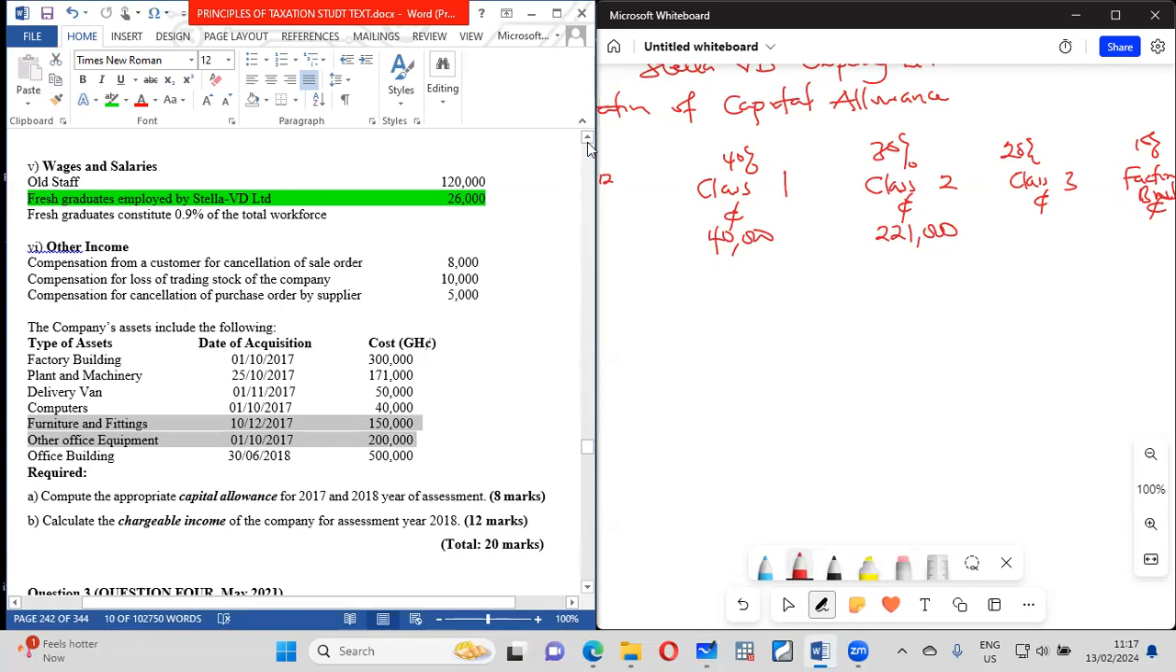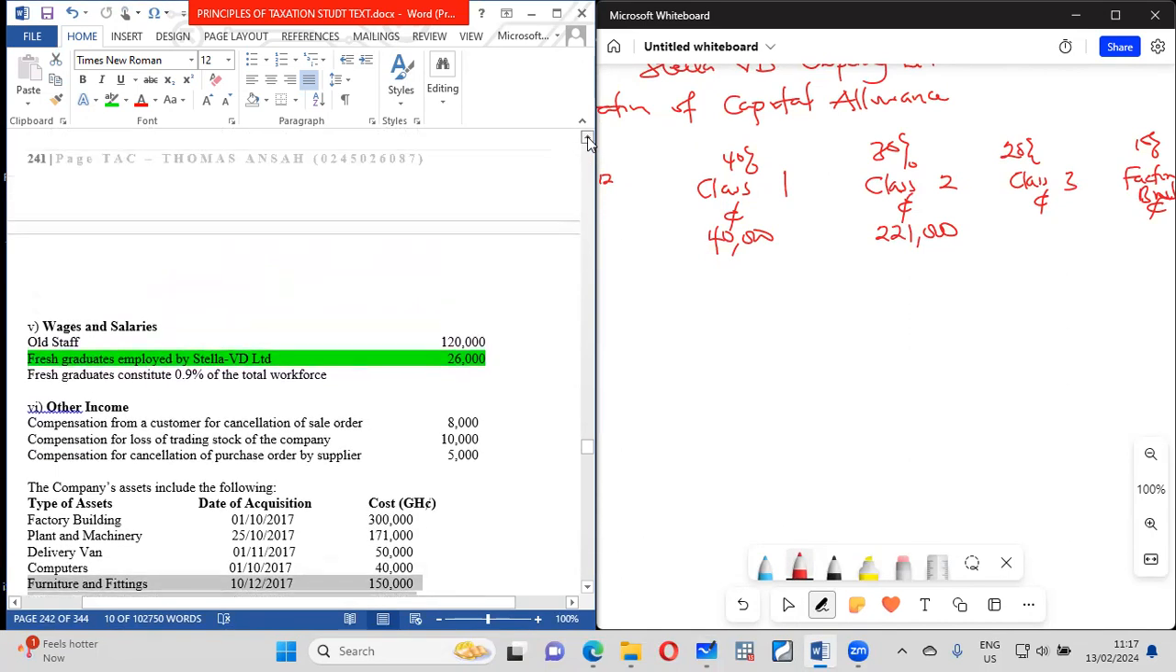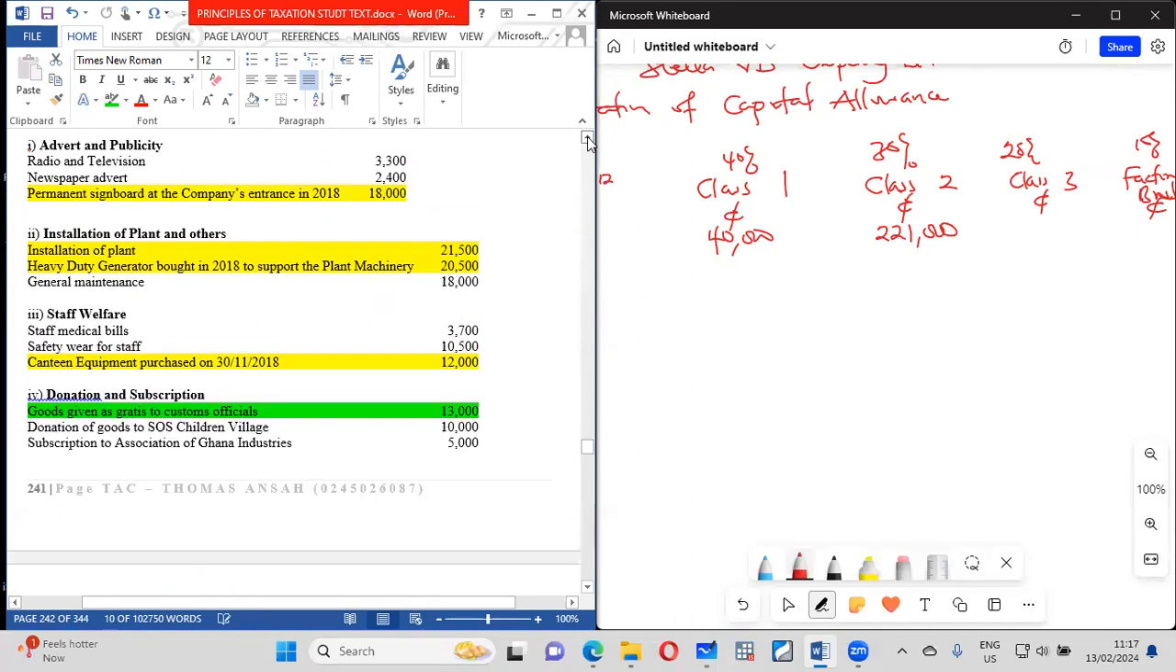And we were given another thing. Where is that? New signboard of how much? 18,000. So we will find out where we add this one, because this thing is something of permanent nature. So it will be part of the class, what do we call it? The class 4 items over there. So we can create even another one because it's something of permanent nature. Okay, so that is that. So we will create another one for those ones too.